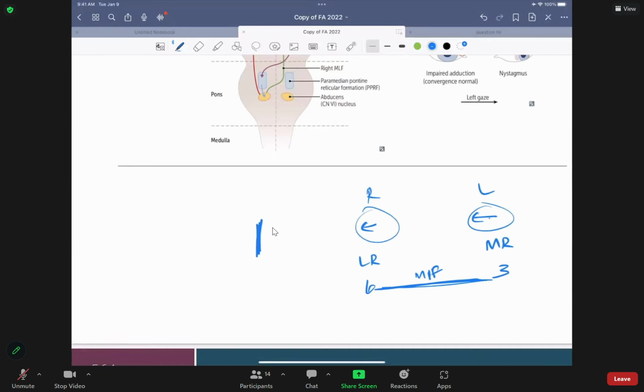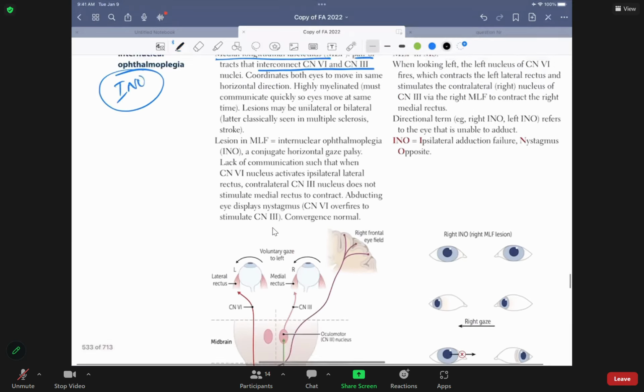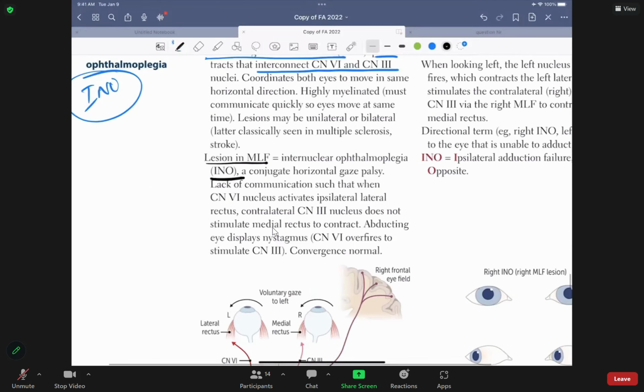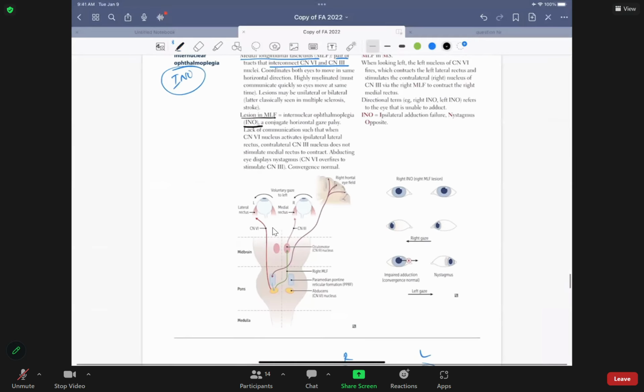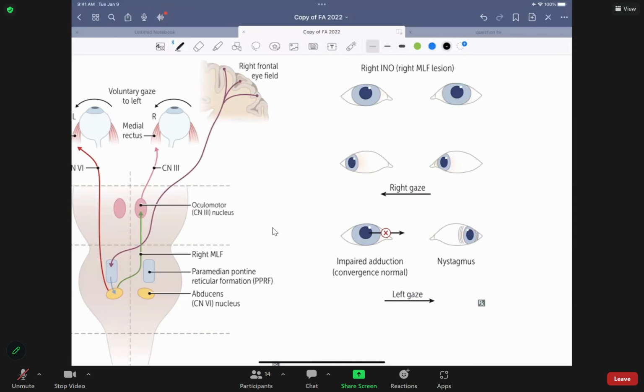Now, sometimes there could be a lesion to this MLF. When there is a lesion to the MLF, that's where we get INO, intranuclear ophthalmoplegia. So what would that mean? Look at this, folks. Here is a normal picture that's showing. This one is using one muscle, this one is using the other one. Is everybody clear, folks?